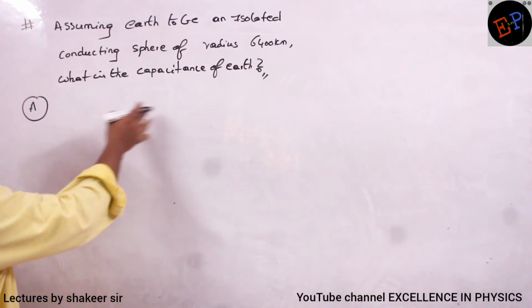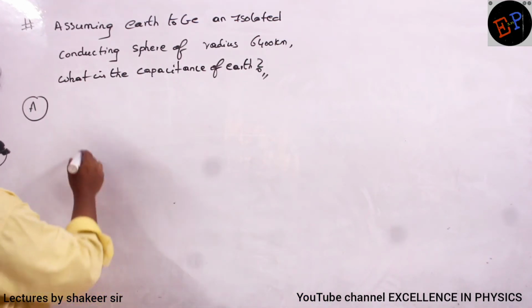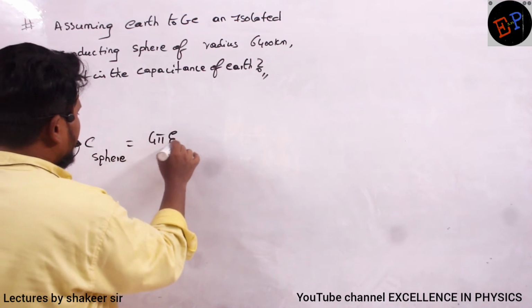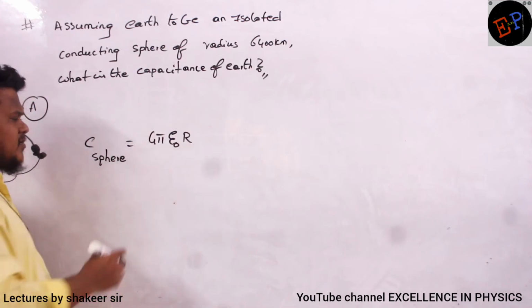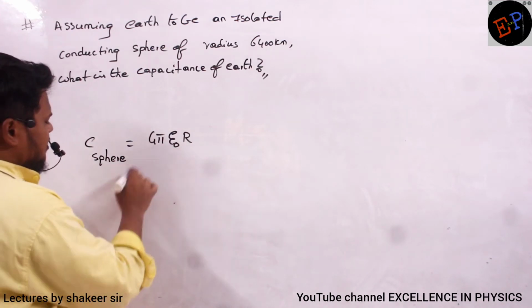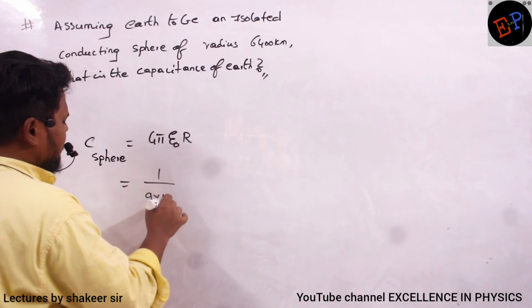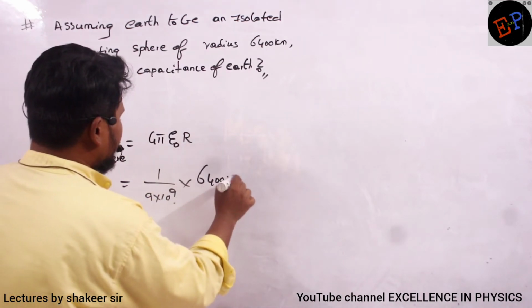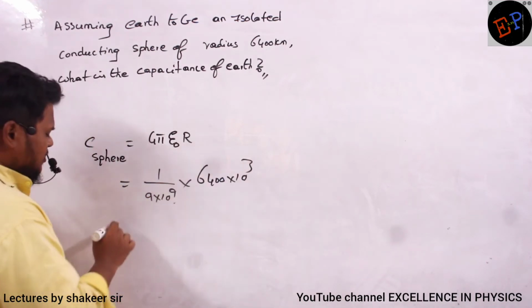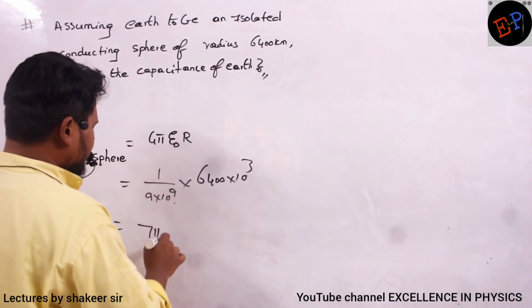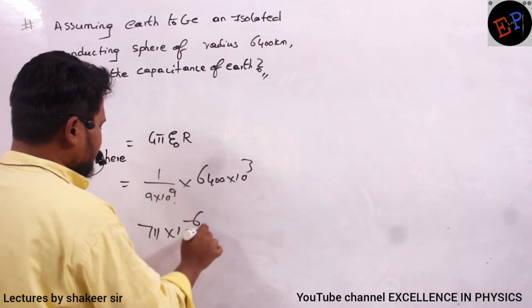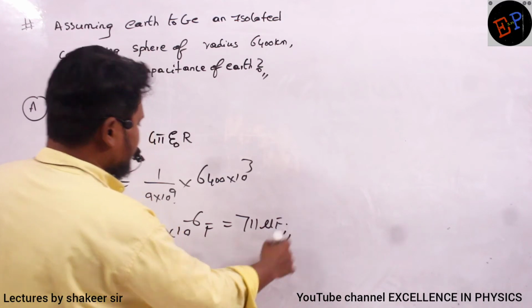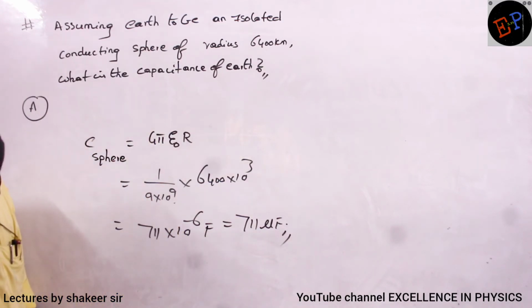How can I solve? It is in the form of a conducting sphere only, no? What is the capacitance of a sphere? Capacitance of a sphere is equal to 4 pi epsilon naught into R. This is the equation, no? 4 pi epsilon naught value is 1 by 9 into 10 power 9, multiplied by the radius of Earth, 6400 multiplied by 10 power 3. If you do this total calculation, you will get 711 into 10 power minus 6 farads, which can also be written as 711 microfarads. So that is the capacitance of Earth.